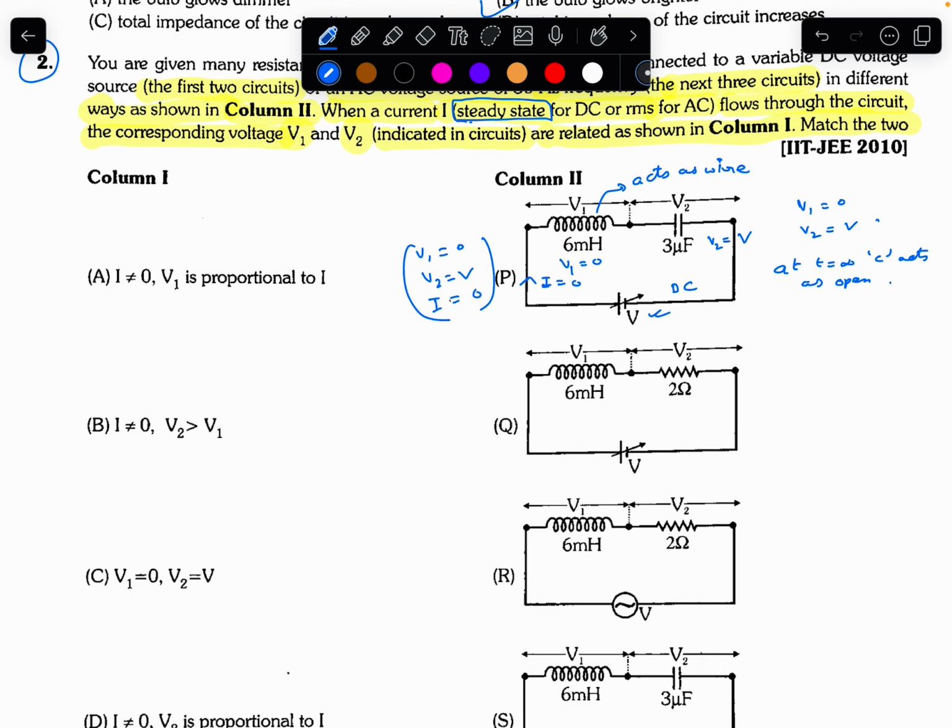Again here the current at steady state will be V by 2 because the inductor acts as a wire. So here also V1 equal to 0 and V2 will be equal to V. And the current in the circuit is V by R, that is V by 2. Okay.